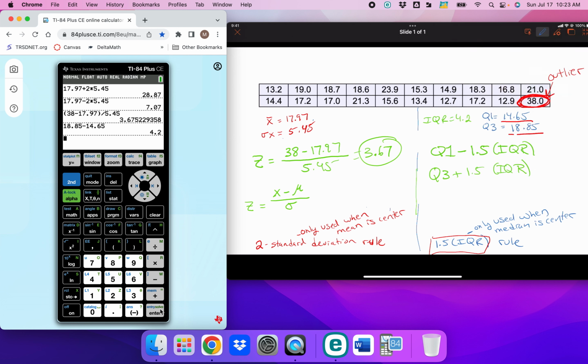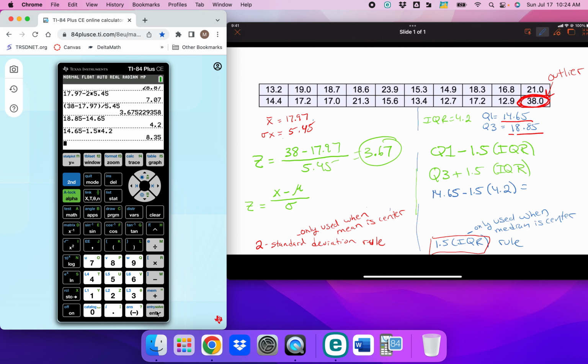So let's do this. I'm going to do 14.65 minus 1.5 times 4.2. My lovely little calculator will give me that number. 14.65 minus 1.5 times 4.2. That gives me 8.35.